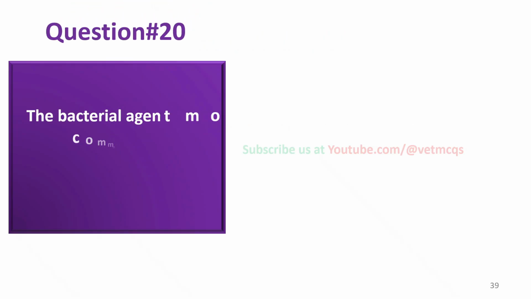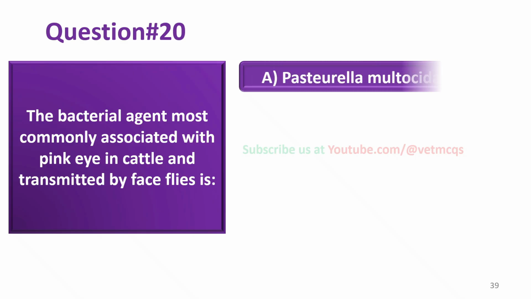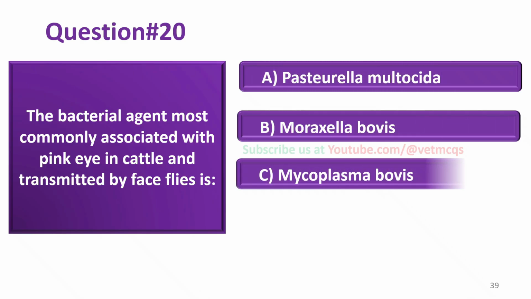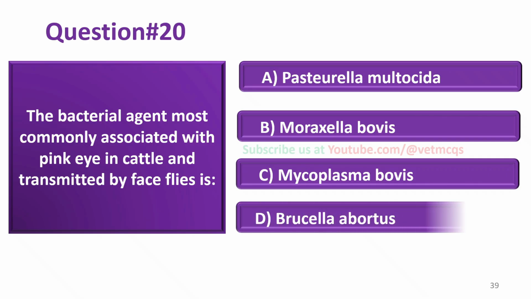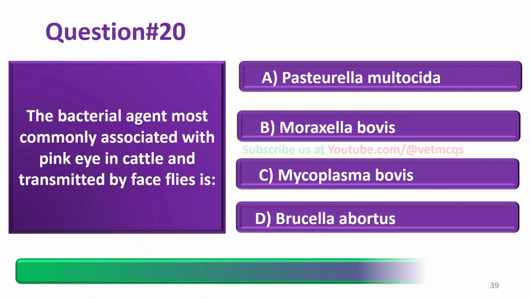The bacterial agent most commonly associated with pink eye in cattle and transmitted by face flies is Pasteurella multocida, Moraxella bovis, Mycoplasma bovis, Brucella abortus. And the correct answer is option B, that is Moraxella bovis.